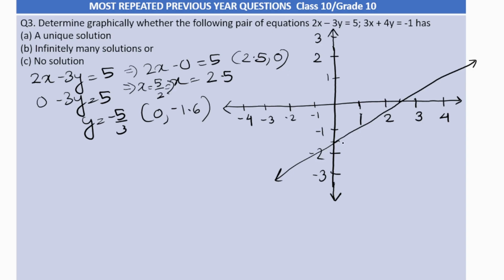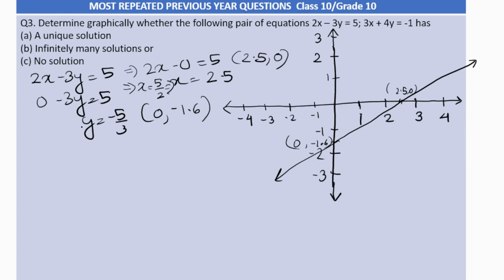So I drew this line. 2.5 comma 0 will be somewhere here, right? And the point 0 comma minus 1.6 will be somewhere here, in between minus 1 and minus 2. So these are the 2 points. I have drawn the line for this.